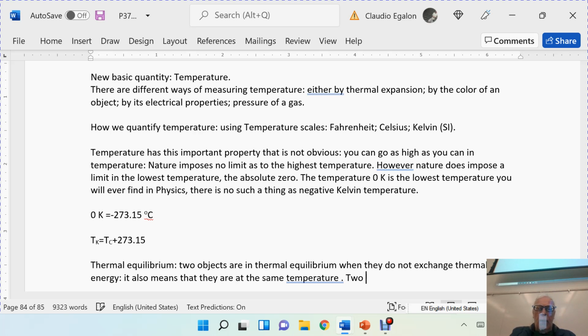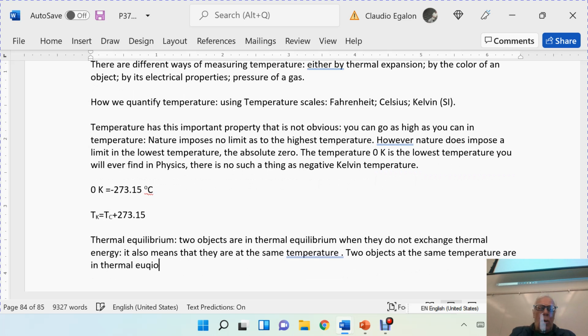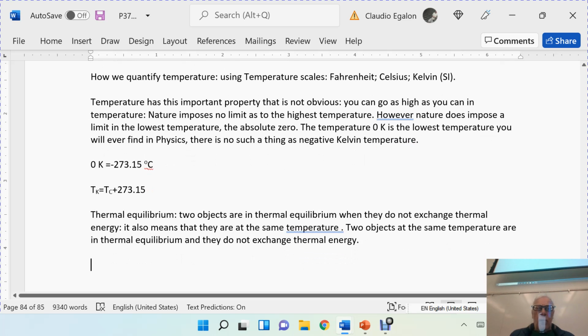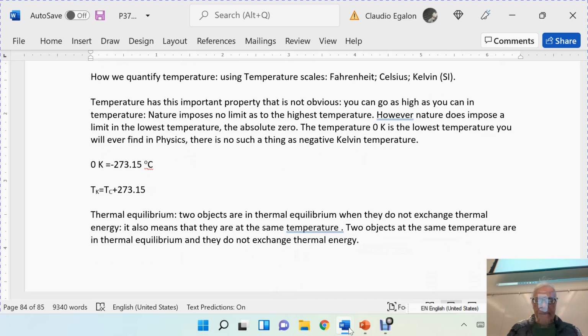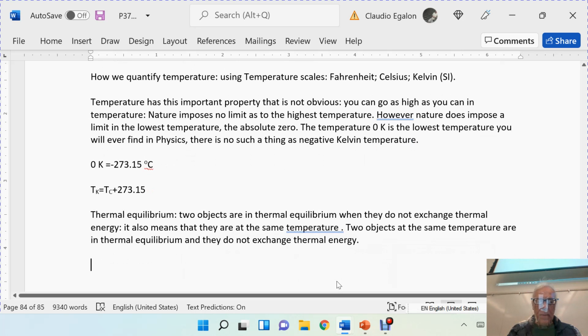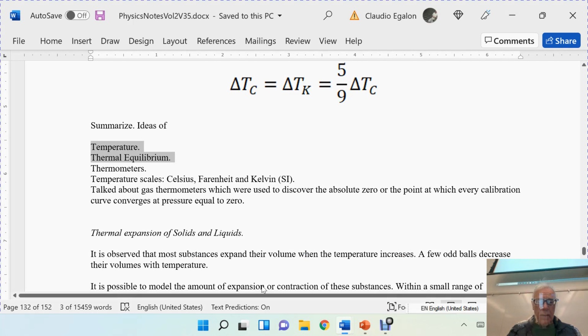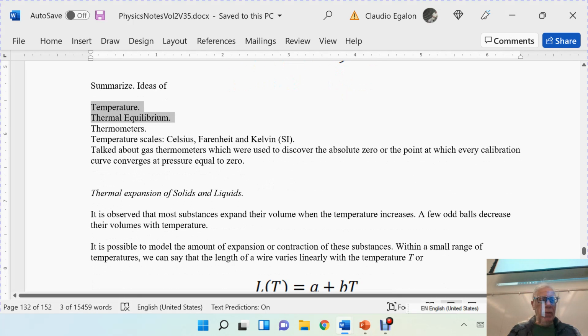In other words, two objects at the same temperature are in thermal equilibrium, and they do not exchange thermal energy. Okay, so that's what you have to know. Those are conceptual ideas.